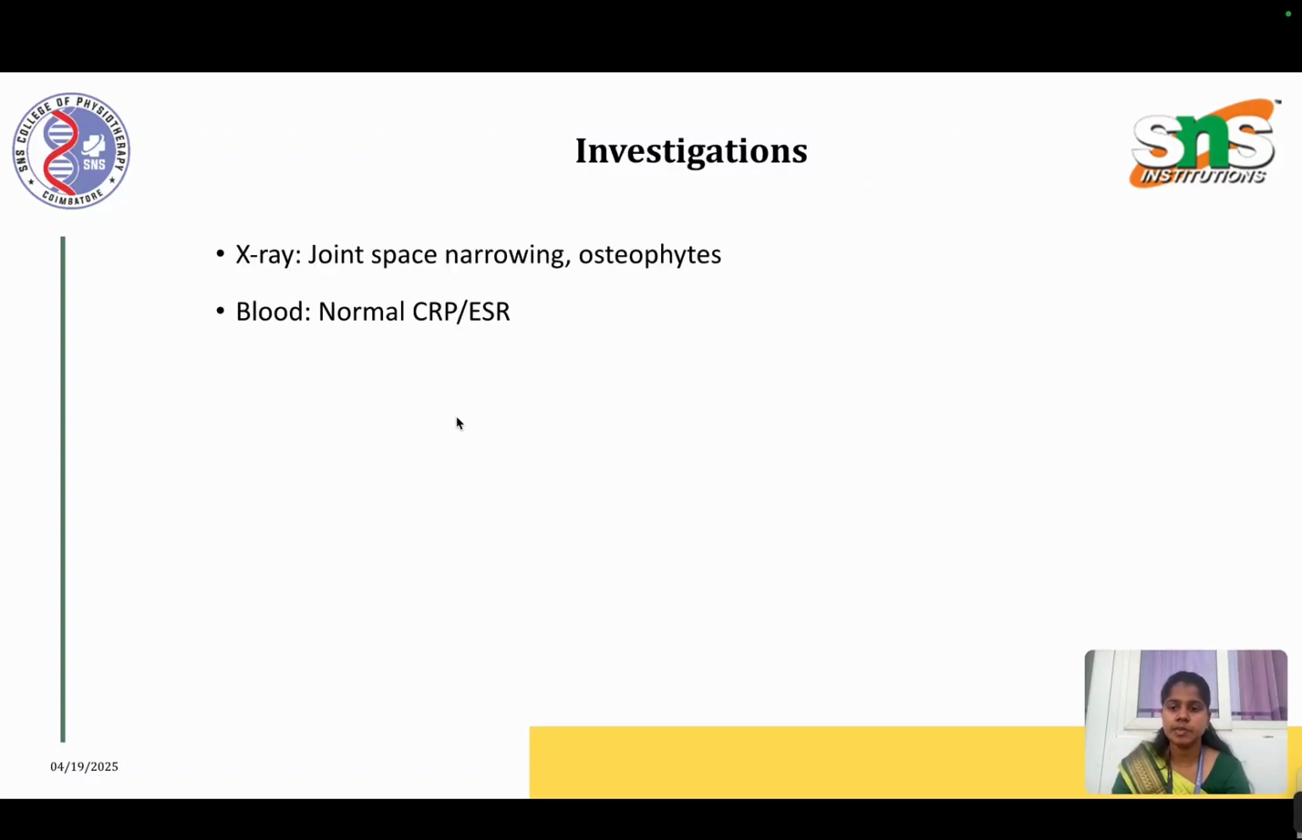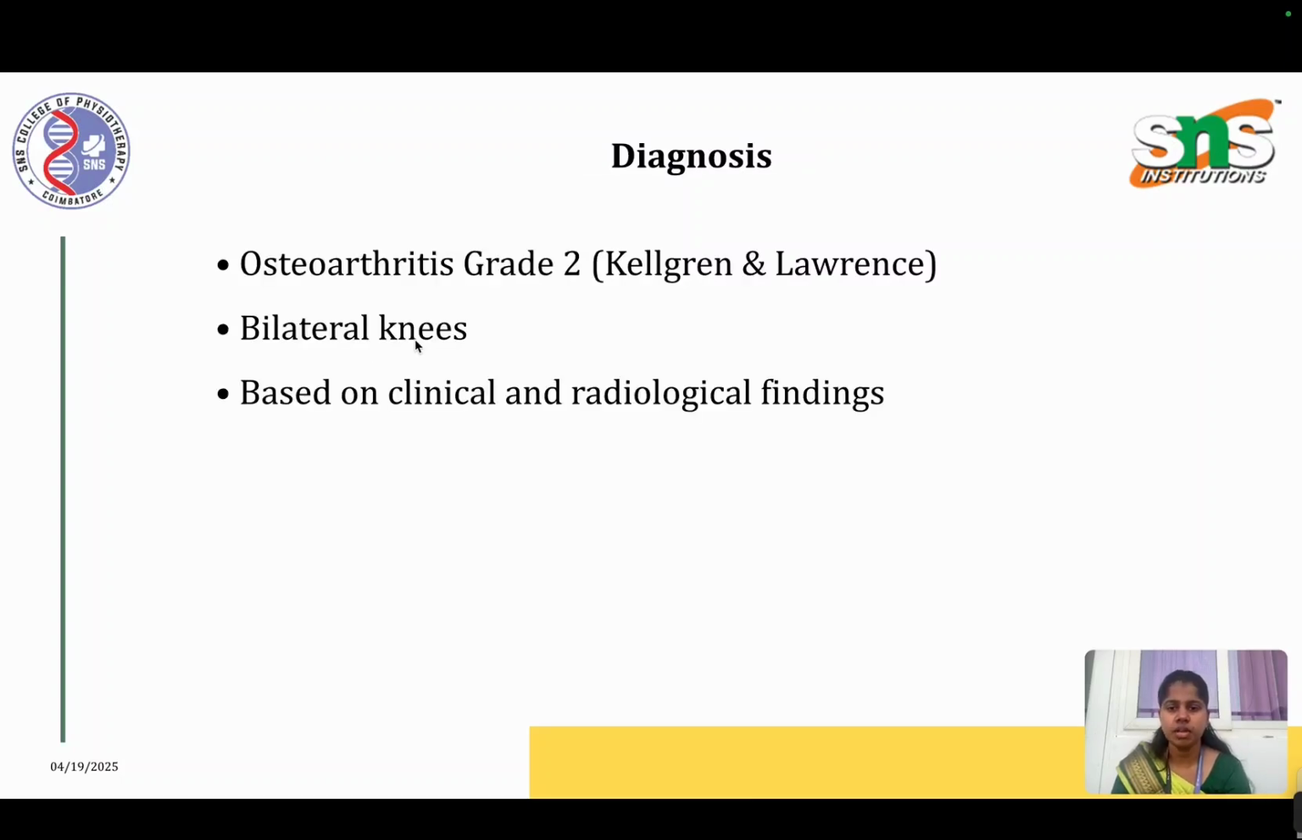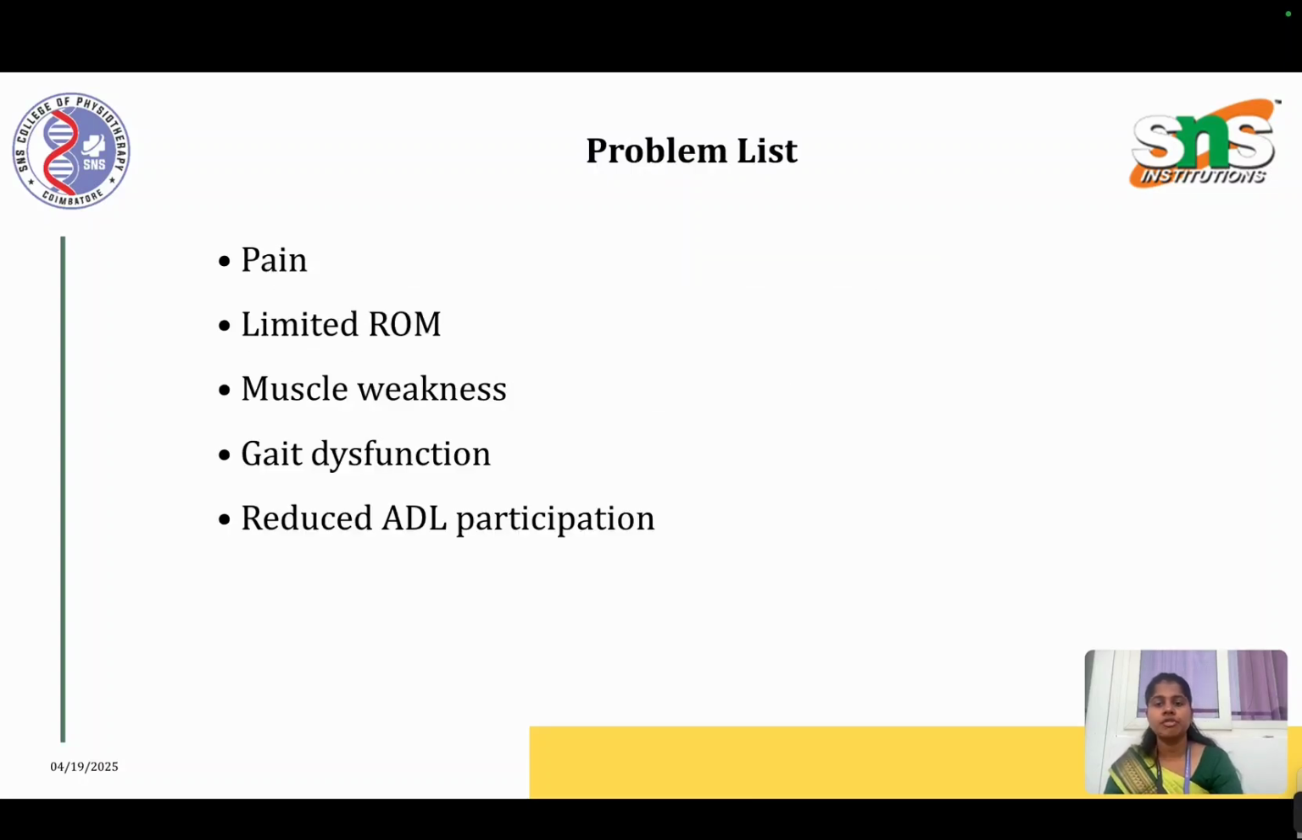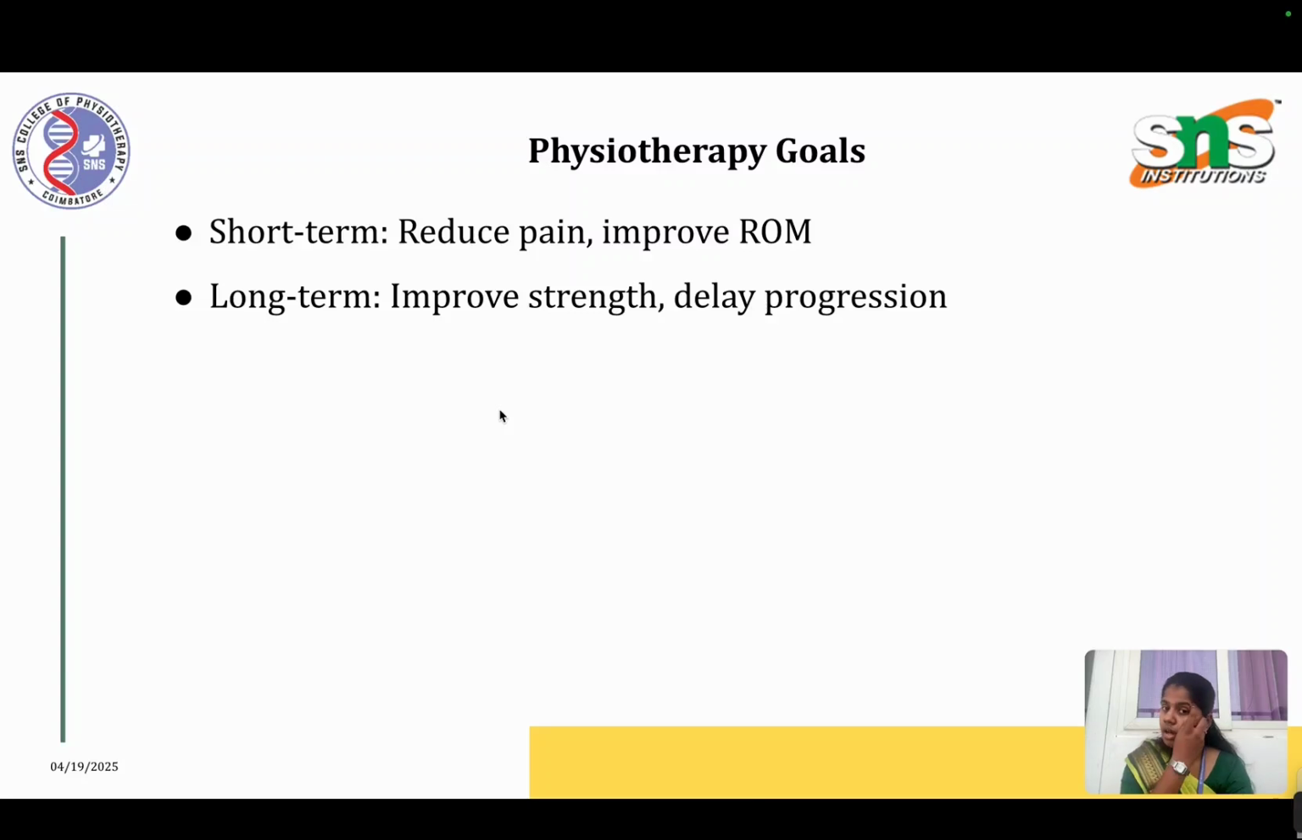His x-rays exhibited joint space narrowing and osteophytes, whereas blood tests showed normal CRP and ESR. On diagnosis: osteoarthritis grade 2 by Kellgren and Lawrence grading, bilateral knees, concluded based on clinical and radiological findings. The problem list is pain, limited ROM, muscle weakness, gait dysfunction, and reduced ADL participation. My short-term goal was to reduce pain and improve ROM, whereas the long-term goal was to improve strength and delay progression.